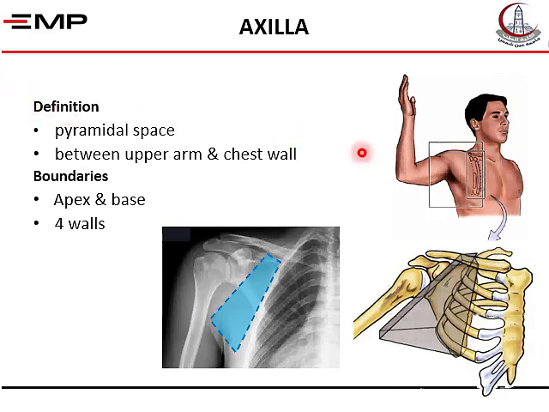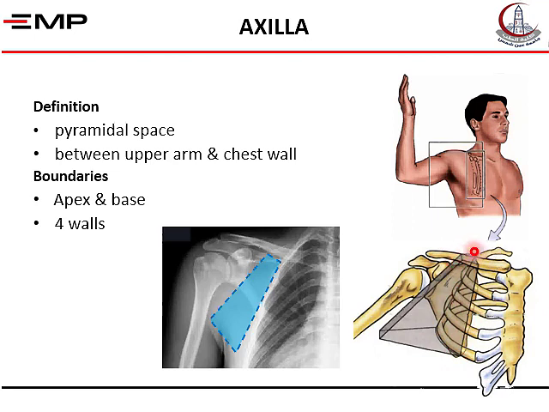Now, what is the axilla? It's the pyramidal space situated between the upper arm and the chest wall. If you remove the skin of the armpit, it lies above that. So it's hidden anteriorly by the pectoral region, posteriorly by the scapular region, laterally by the arm, and medially by the chest wall.